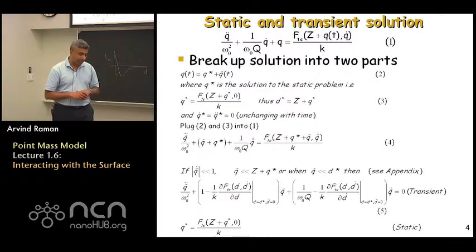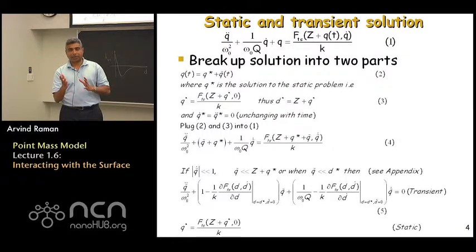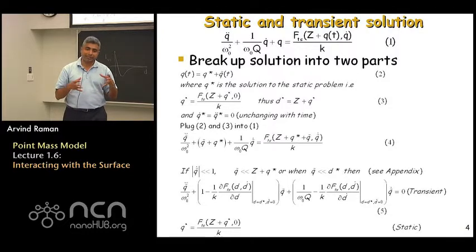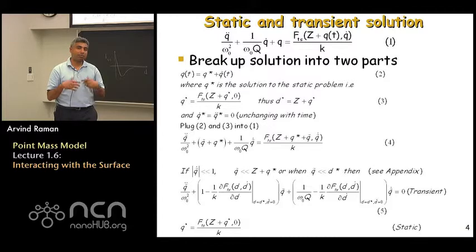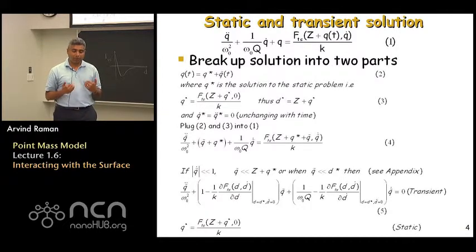The first step in trying to understand the physics of what happens when this oscillator is brought close to the surface is to break up the solution into two parts. Q is going to have two components: a static component, Q star, and a fluctuating component, Q tilde. The static component Q star is effectively the solution to the static equation of motion, which is the equation of motion when there are no time-dependent terms. So if you set all the time derivatives, the dots, to 0, the equation that remains is shown here as equation 3.